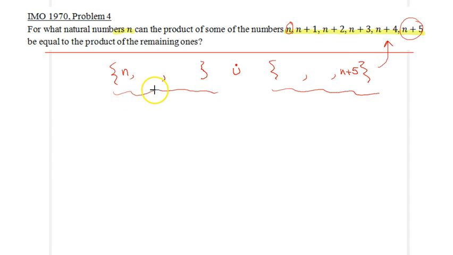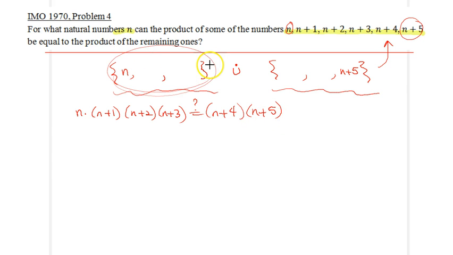So let's check the other case. The other case would be if we wonder whether n times n plus 1 times n plus 2 times n plus 3 would be equal to n plus 4 times n plus 5 in any condition. So the first set has 4 elements, the second set has only 2 elements. But then it's very easy to show.